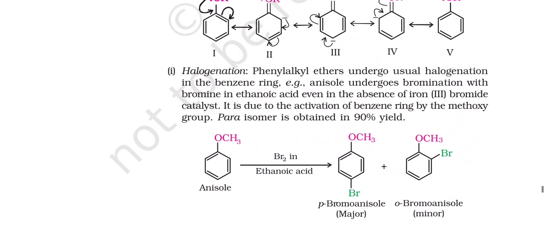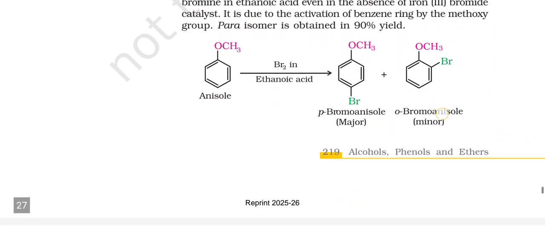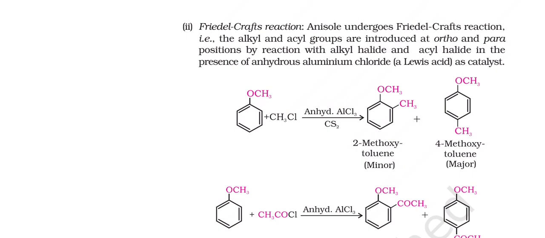Electrophilic substitution. The alkoxy group is ortho-para directing and activates the aromatic ring toward electrophilic substitution in the same way as in phenol. Halogenation. Phenylalkyl ethers undergo the usual halogenation in the benzene ring. For example, anisole undergoes bromination with bromine in ethanoic acid even in the absence of iron(III) bromide catalyst. It is due to the activation of the benzene ring by the methoxy group. The para isomer is obtained in 90% yield.